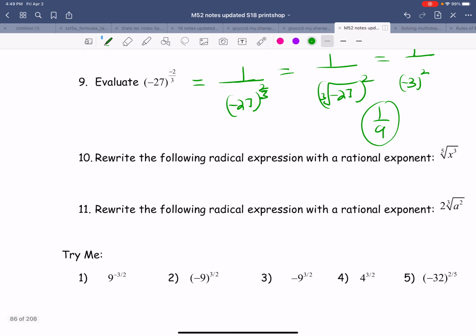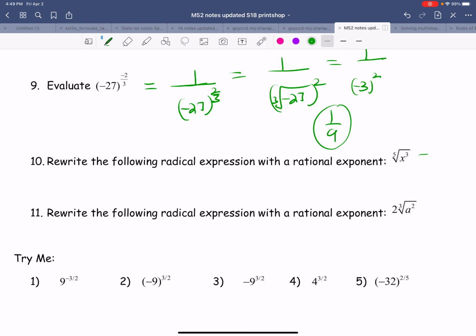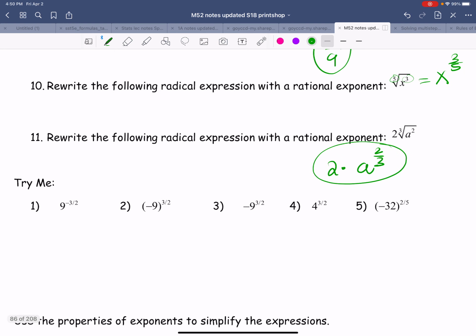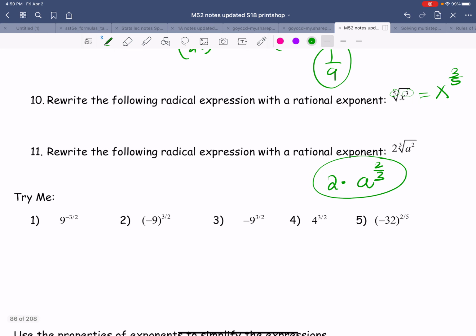Okay. Rewrite the following radical expression as a rational expression. So it would be x to the power 3/5. Remember, the denominator becomes the index, the exponent is the numerator. Rewrite the following expression with the rational exponent. So 2 times a to the power 2/3. Okay, here's a few try me problems. Go ahead and give them a try and come back and check with me.